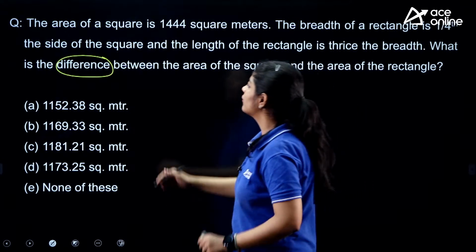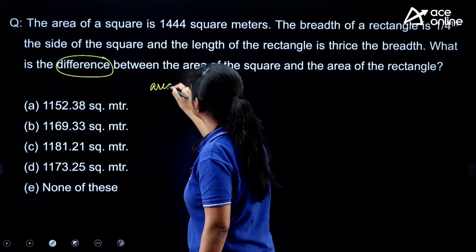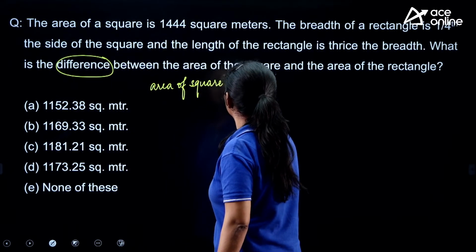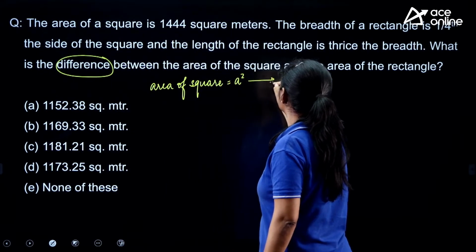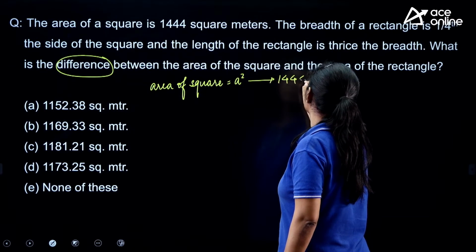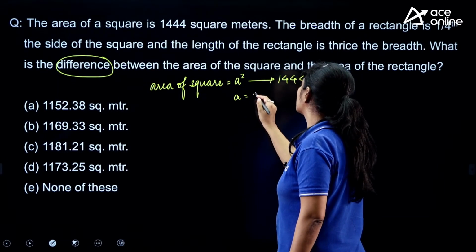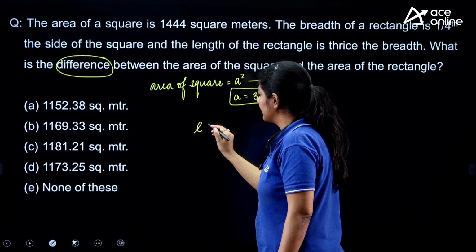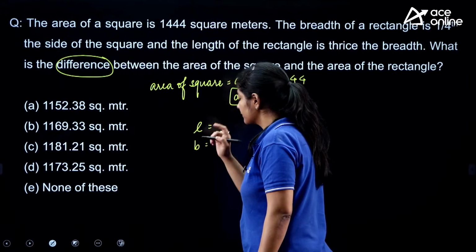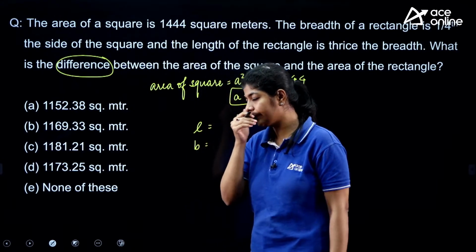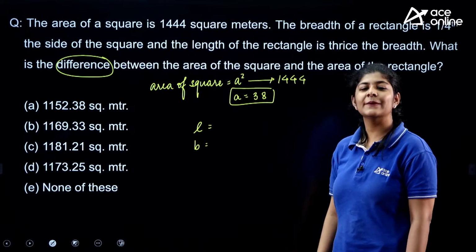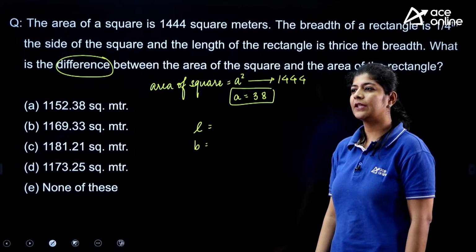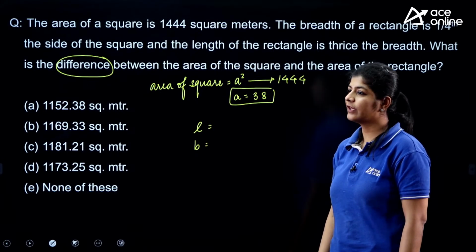We know that the area of a square is nothing but a square and the value of a square is 1,444. So the value of a that we got over here is 38. Now with the help of this you can easily calculate the length and the breadth. So what value are we getting? Very good, Smile. Anyone else? Anyone else in the comment section? Very good, Radhe.